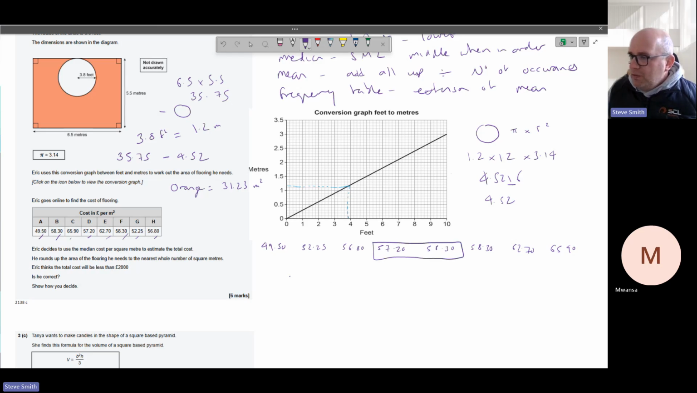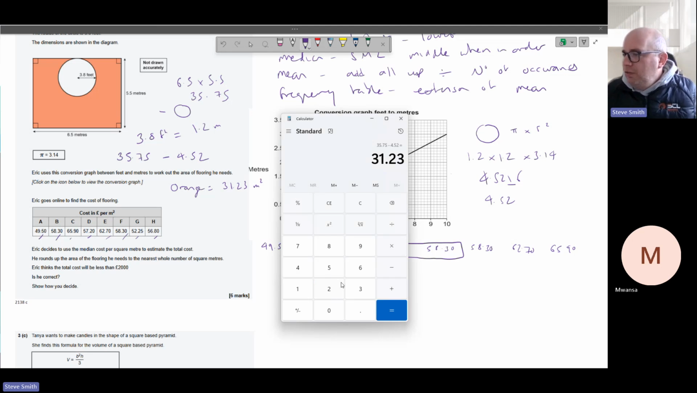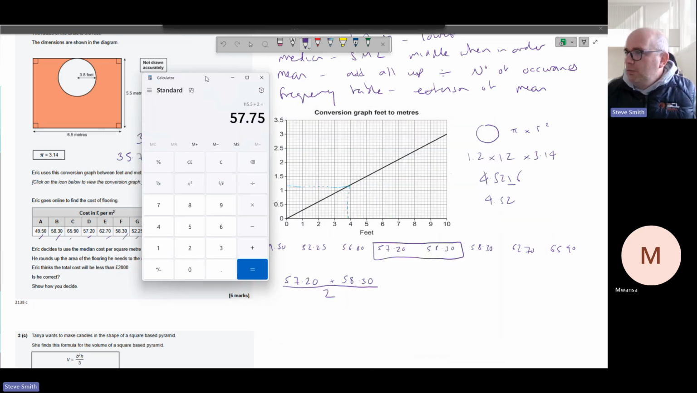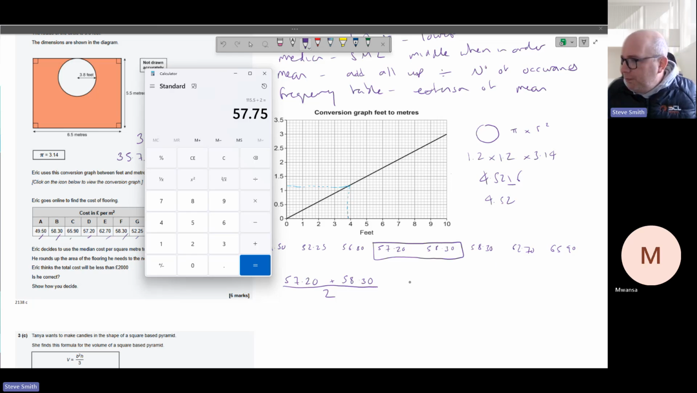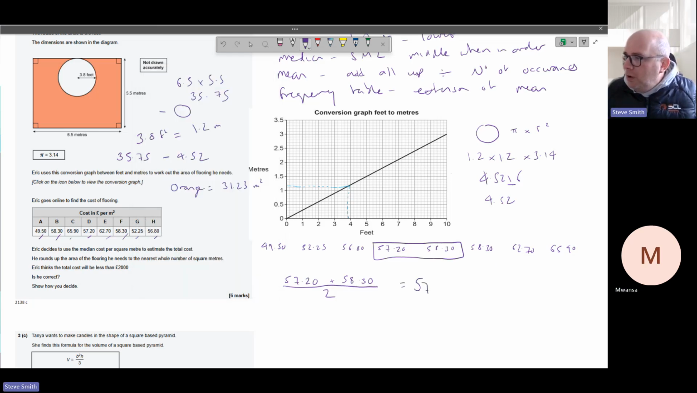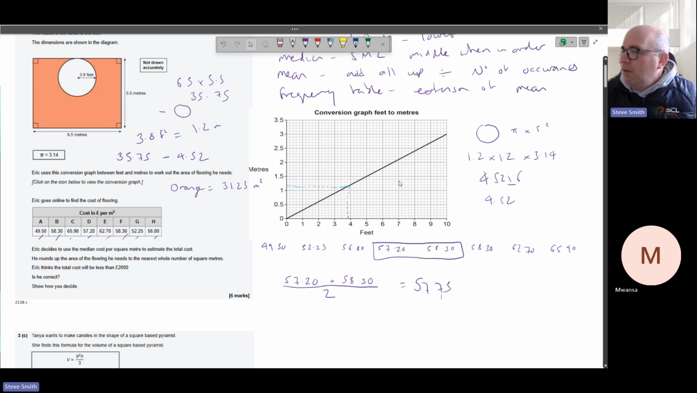So the 4th number is 57.20. And the 5th one is 58.30. So we add them both up, and then we divide it by 2 to get the middle of those 2 numbers. So let's get our calculator back out. We've got 57.20 add 58.30 equals that, divided by 2, and we've got 57.75. Right, so we've now got our median price.